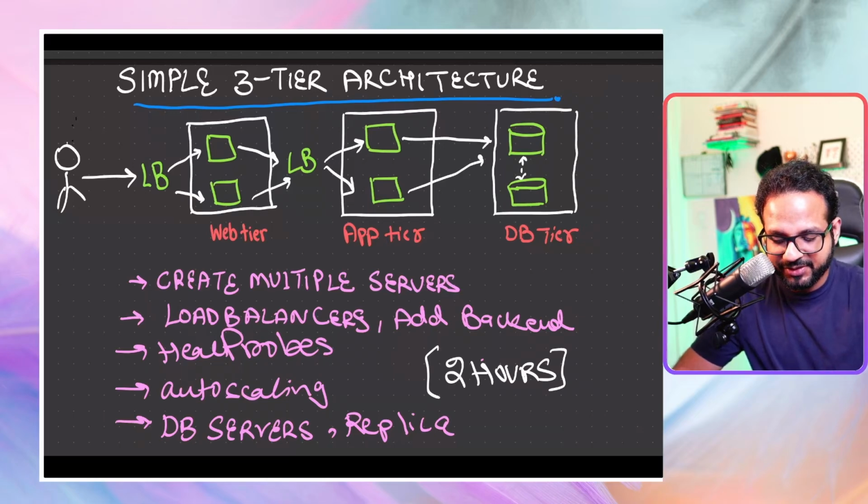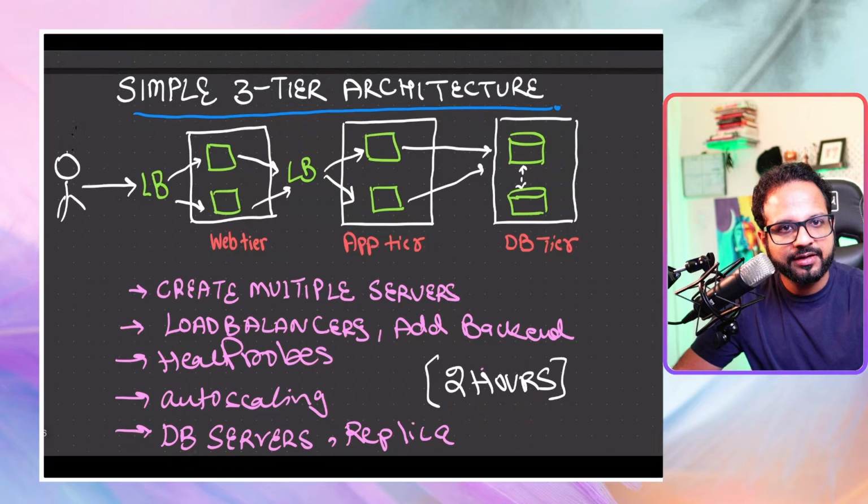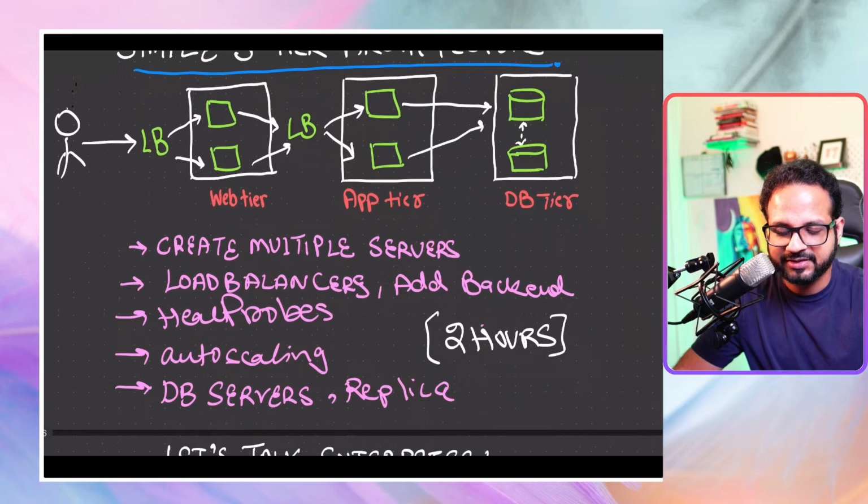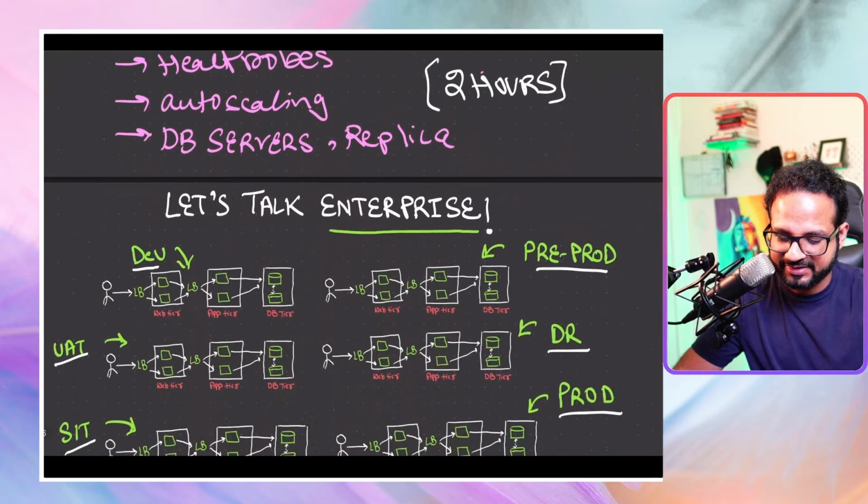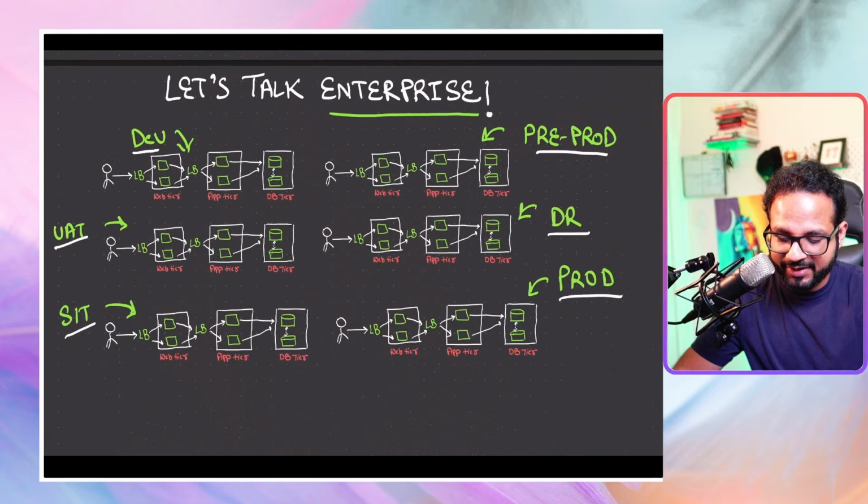So consider you do all these manually through a cloud shell or through the Azure portal, and it will take you approximately 2 hours, let's say. Now, this is fine if you have just this simple architecture, but this is not the case. This is not the scenario that you face in an organization. So let's talk about enterprise. Let's talk how do we do that in enterprise.